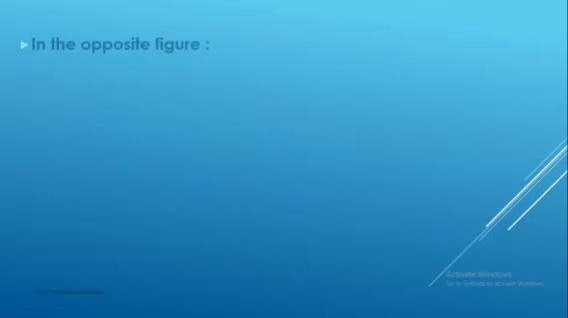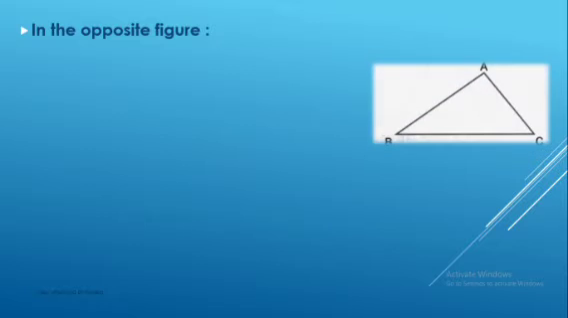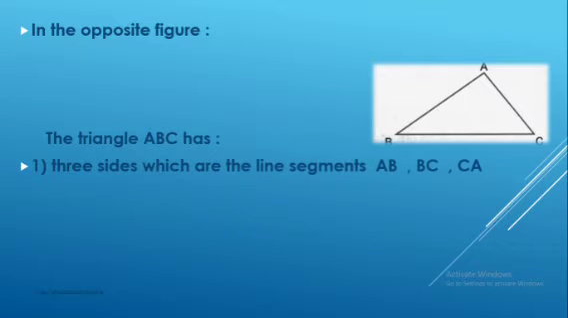At first, in the opposite figure, the triangle ABC has: Number 1, 3 sides, which are the line segments AB, BC, CA. Number 2, 3 vertices, which are A, B, C.